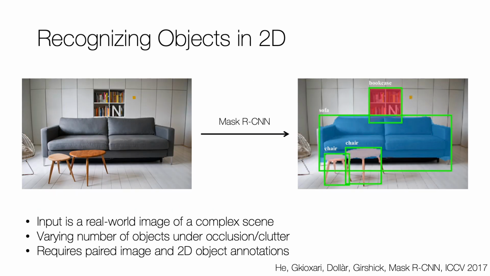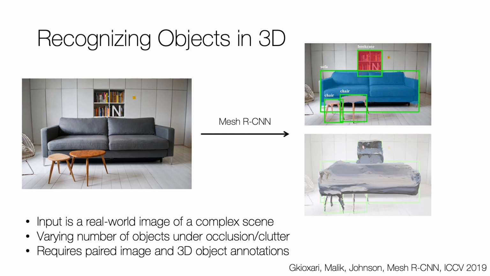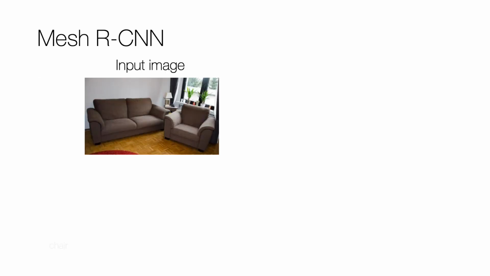Now going back to object understanding, in 2D we have built models such as Mask R-CNN that take as input a single image and output object labels and instance masks. And we have achieved this by training on pairs of images and 2D annotations. We enhance the recognition capability of Mask R-CNN to additionally predict 3D object shapes, and we achieve this by training on pairs of images and 3D annotations.